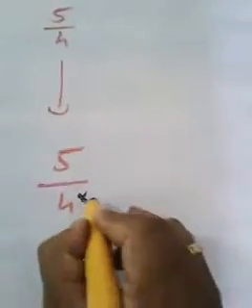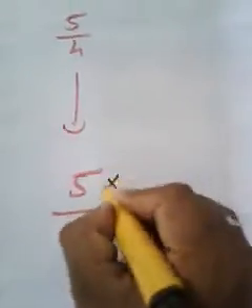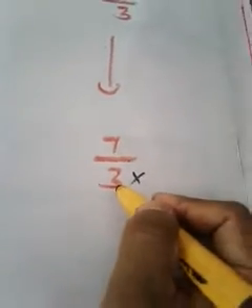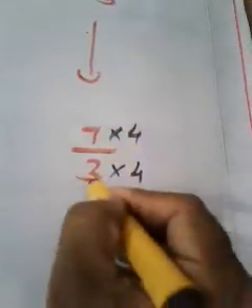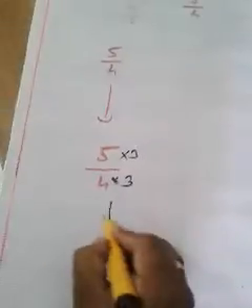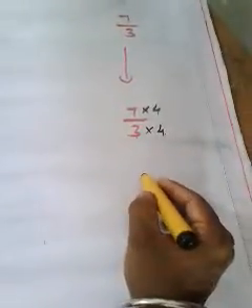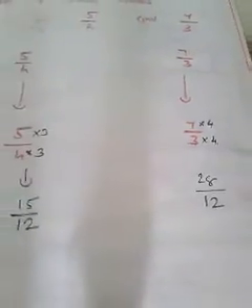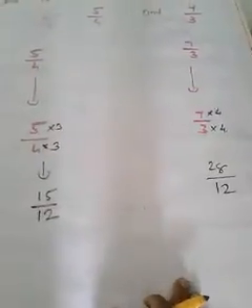By which number do I have to multiply here? In order to make 4 as 12, 3. Here also, by which number do I have to multiply to make it 12? Just multiply here with 4, here with 4, because 3 into 4 will give you 12. So it becomes 15 by 12, and 7 into 4 is 28 by 12. Isn't it? Now both denominators become the same.